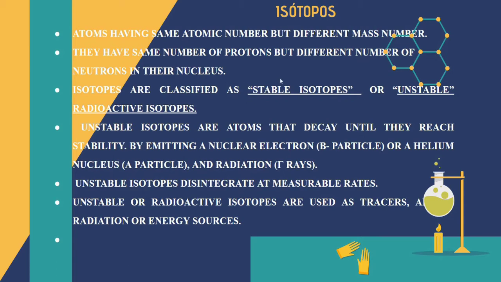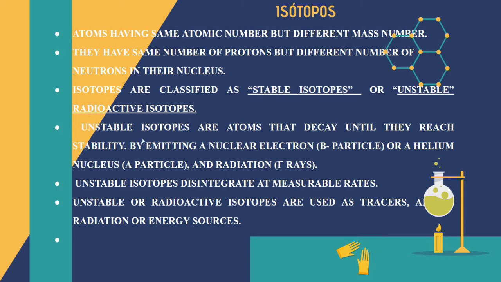Yeah, that we'll see. And the first thing is the isotopes. There are two types of isotopes. Isotopes are classified into two: one is stable isotopes and the other one is unstable isotopes. And the unstable isotopes are radioactive because they emit radiations in order to come back to their stable form.